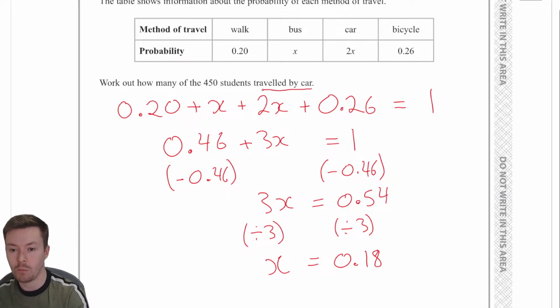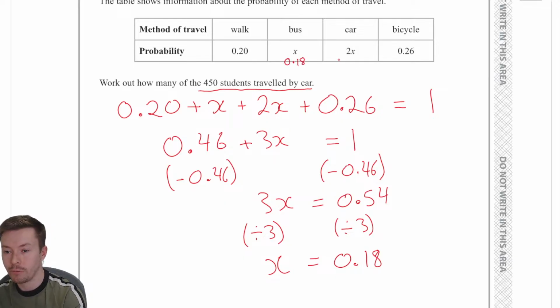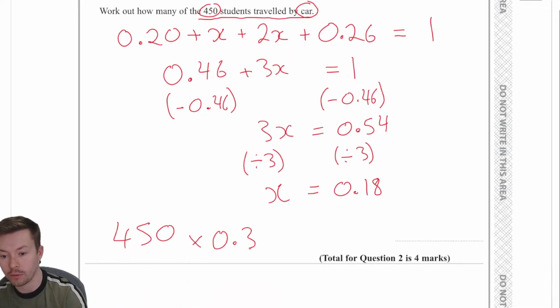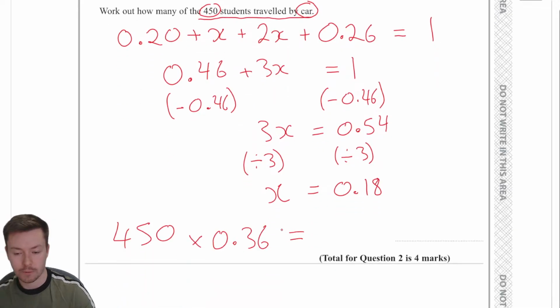It says work out how many of the 450 students travel by car. Well, this is 0.18 because that's x. This would be 0.36 because it's 2x. Now to work out how many of the 450, we need to do 450 times by the probability for car, which is 0.36. So 450 times 0.36.